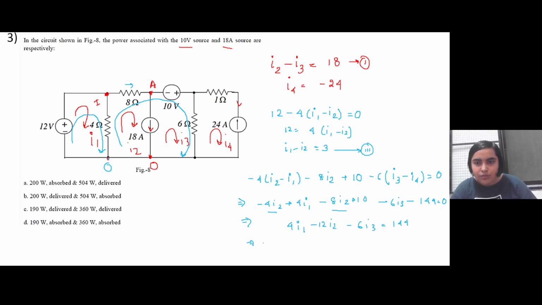So you divide it by 4, that will be the most simplified one. 2 I1 minus 6 I2 minus 3 I3 equal to, by 2 is 72. So you have this equation, this is 3, sorry, this is 2. So you have 3 equations and 3 unknowns. So you can solve I1 and I2 and I3, right? So can you quickly solve this one? What are the values of I1 and I2 and I3?